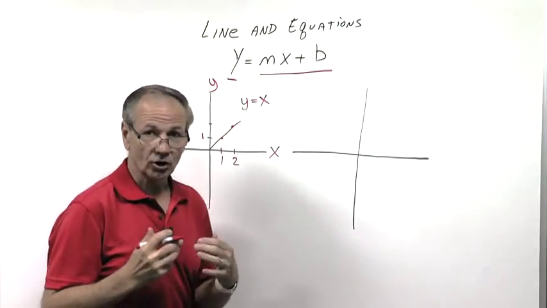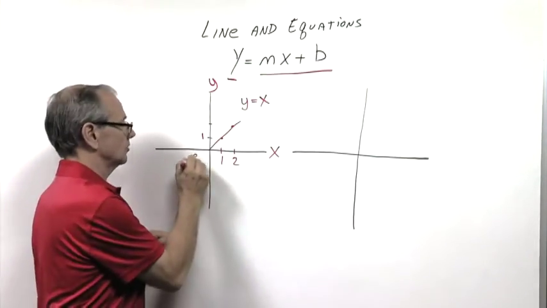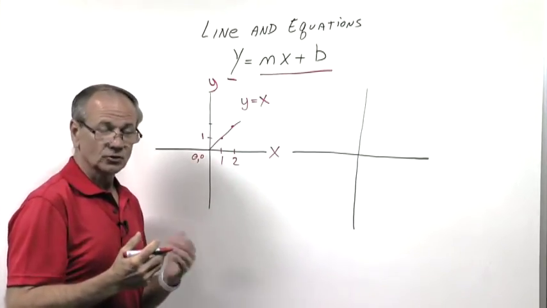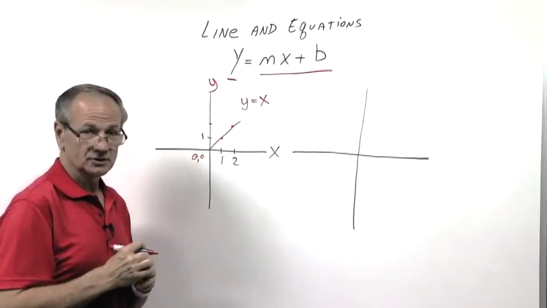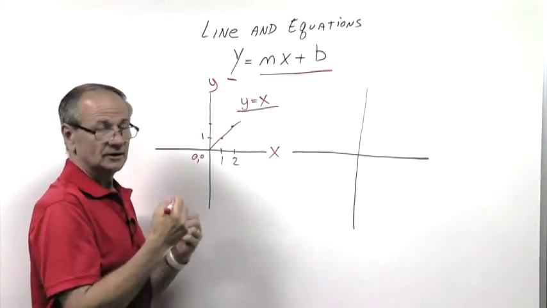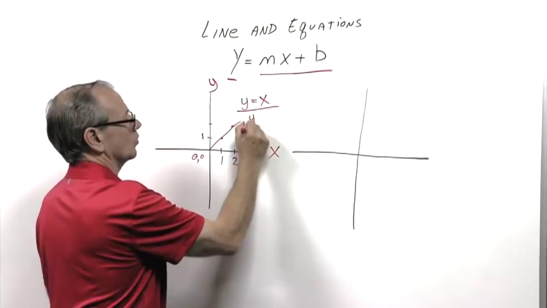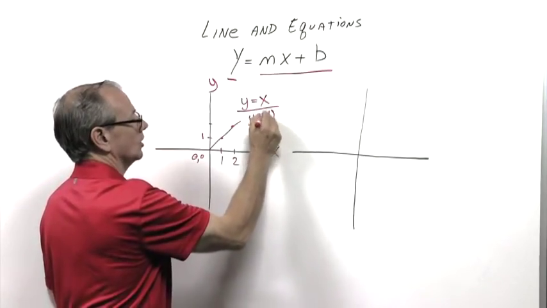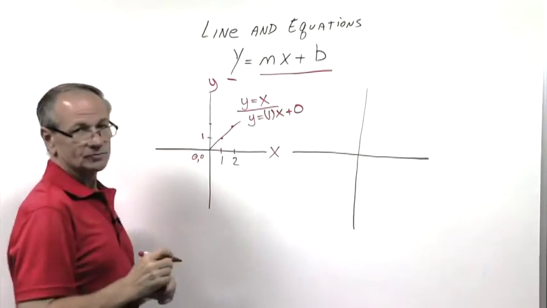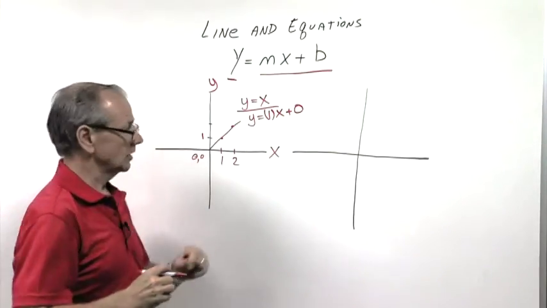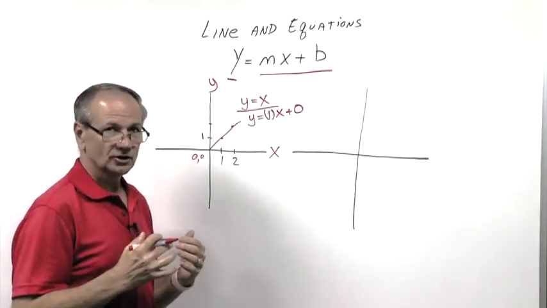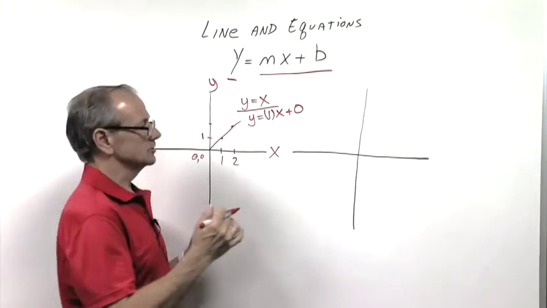It goes through the origin (0, 0), because if x is 0, then y is 0. So the y-intercept in this case would be 0, and that's what makes the equation y equals x. Actually, if you think about it, it's y equals 1, which is my slope, x, plus 0, which is my y-intercept. Okay, so I wanted to give us just a little bit of a start. Now we're going to take a look at one where we start to change things a little bit.